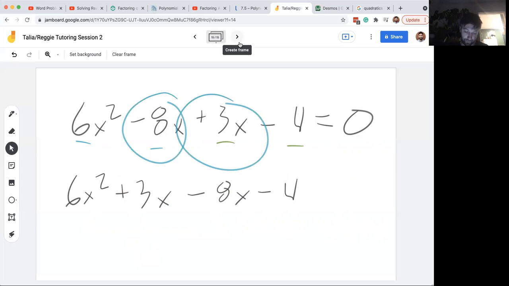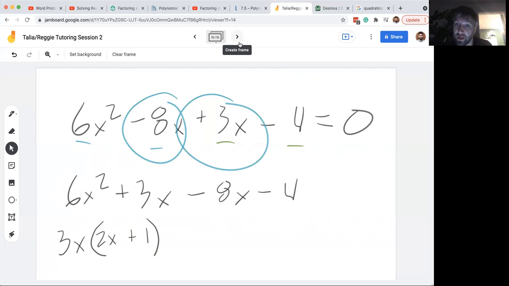Now I do my factoring. What is the greatest common factor of 6x squared and 3x? For the coefficient, it's 3. And for the variable, it's x. So 3x times what will equal 6x squared? 2x. And 3x times what will equal 3x? 1. Okay.